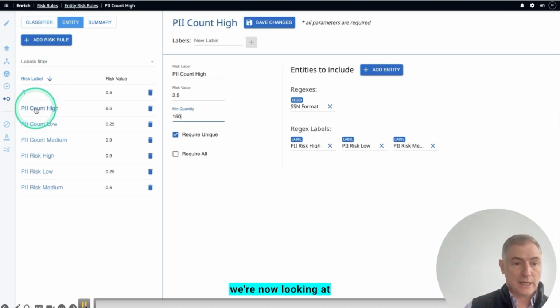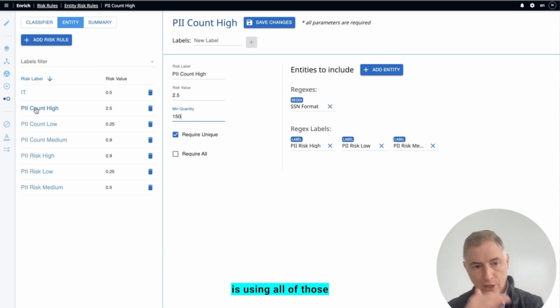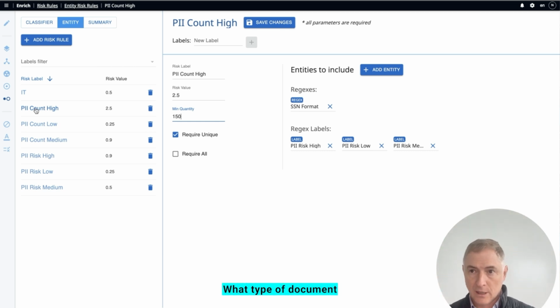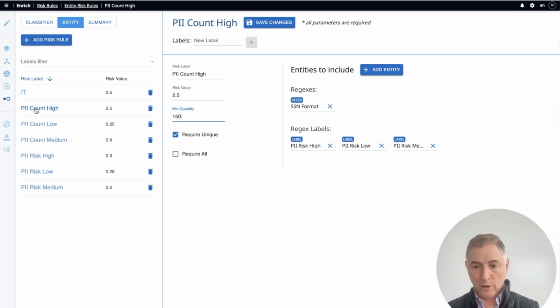So here we're now looking at the association of risk. So again, that idea of risk is using all of those building blocks. What is it? What type of document is it? What does it contain? What are the various facts contained within it to basically build that cumulative score?